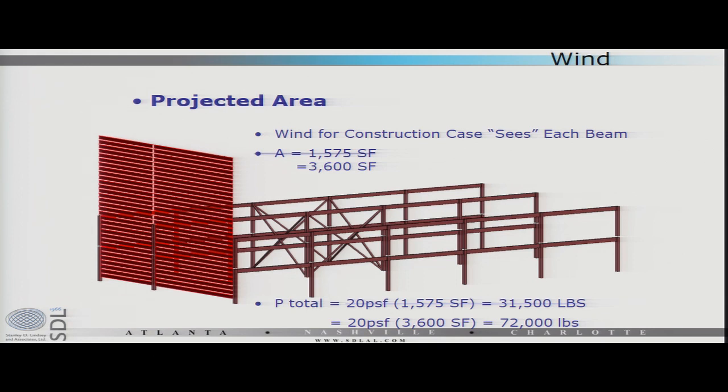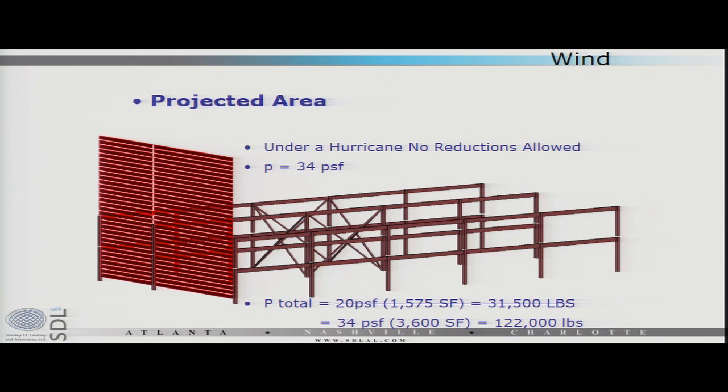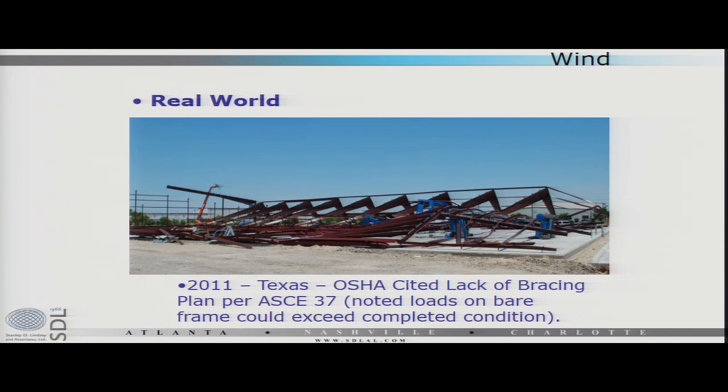And this is in the non-hurricane area, right? If you actually had a hurricane where you didn't have any reductions allowed, now your wind shear is 4 times that of the permanent building for the temporary wind load case. So what happens? Generally nothing, because a lot of times it doesn't see that kind of load. Occasionally this, which is what you're trying to prevent. This was in Texas, 2011, and OSHA actually cited a lack of planning per ASC 37. So those guys are aware of this.